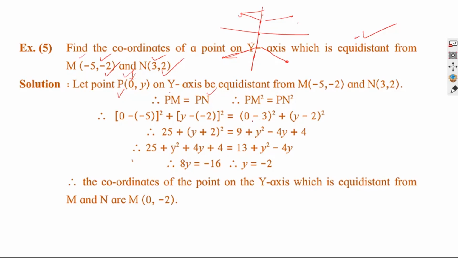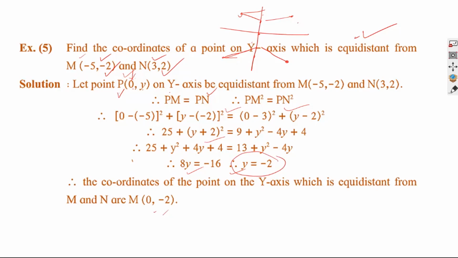So we will find that out. That means PM square and PN square must be equal. What is it? The distance PM whole square. When it is done, the coordinate of the point on the y-axis is equidistant from M (0, 0) and (-2). Where is that point? 0 on the x-axis, -2. Because it is given as equidistant, we only have to find the value of y in this case.